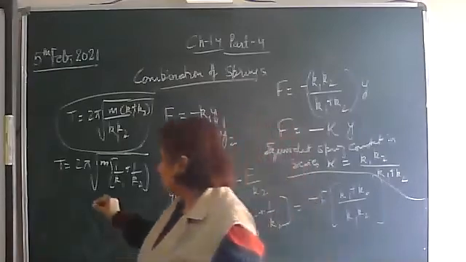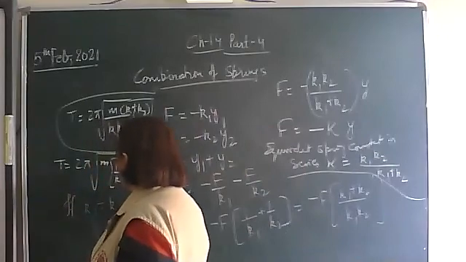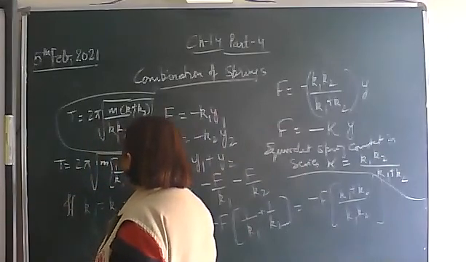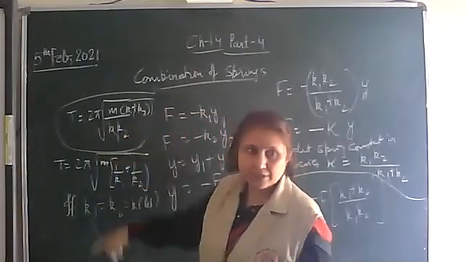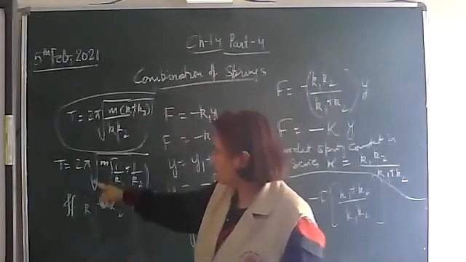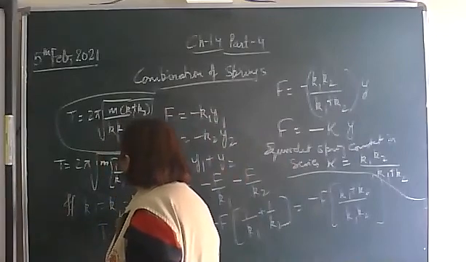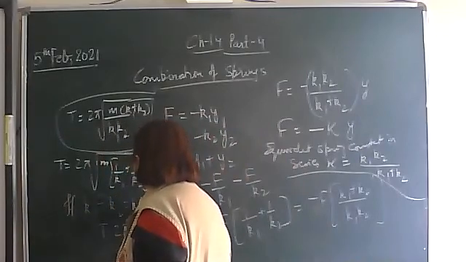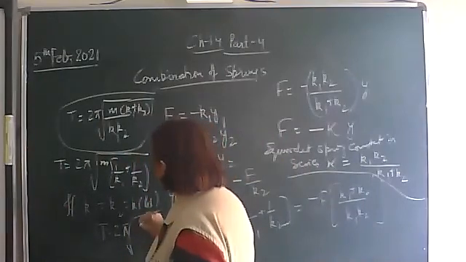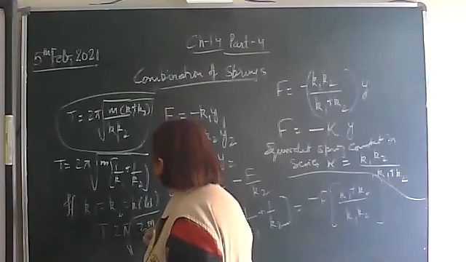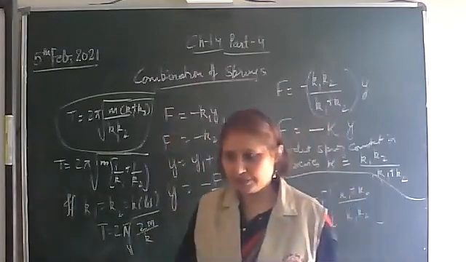If k1 and k2 both are equal, if k1 is equal to k2, then it is equal to k. Then in that case, 2k upon k squared. K can cancel, so K equivalent will be equal to k by 2. That is, the time period will be equal to 2 pi under root 2m upon k. This is for the series combination.